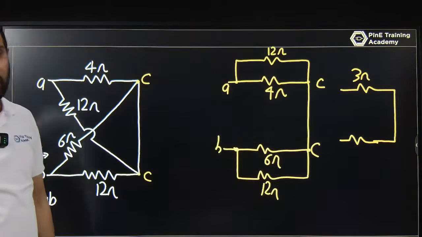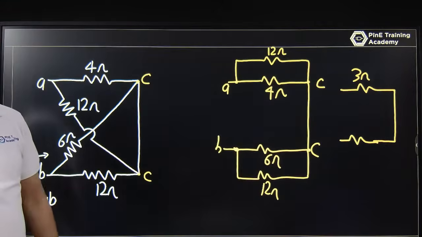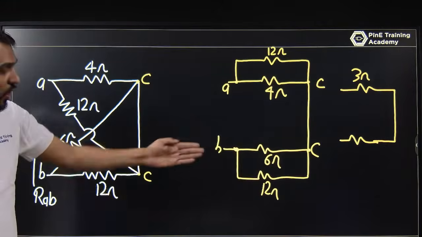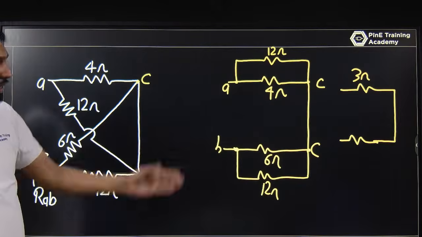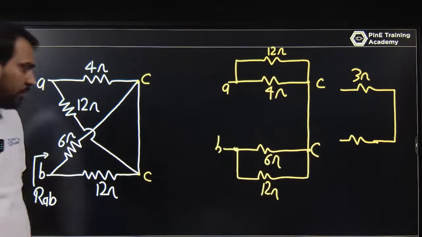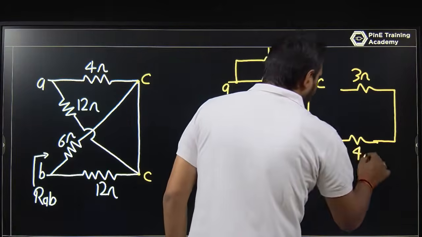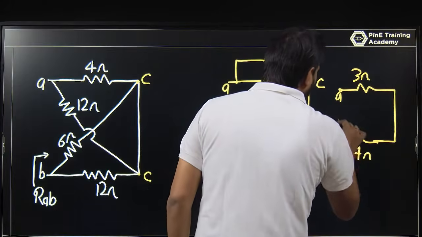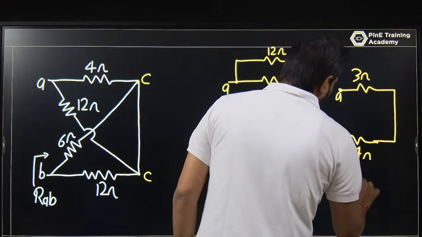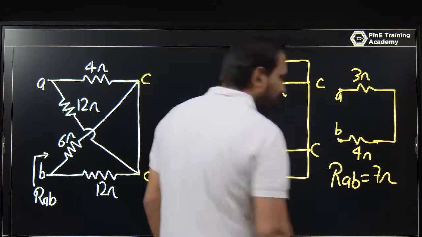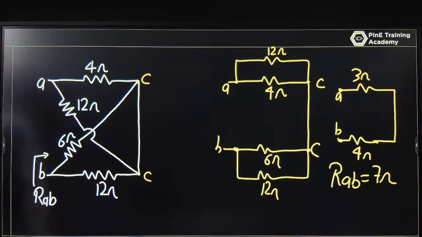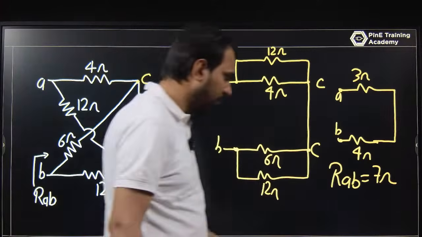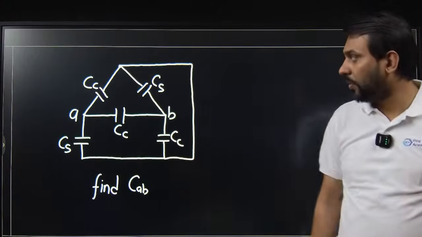6 ohm and 12 ohm: 12 into 6 is 72, 72 upon 8, that is 9... that is 4 ohm. What is RAB? RAB is 7 ohm. That is correct. So this is the way you can solve these questions. So RAB is 7 ohm. Okay, good. If you are solving this, that is very good.